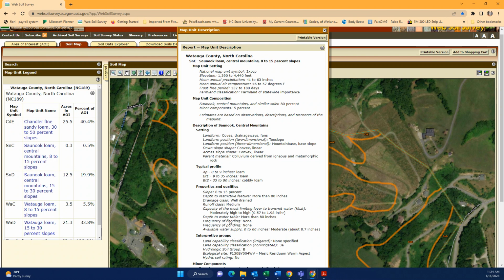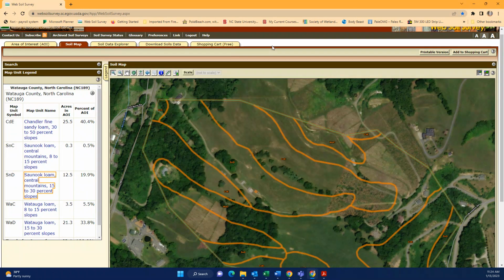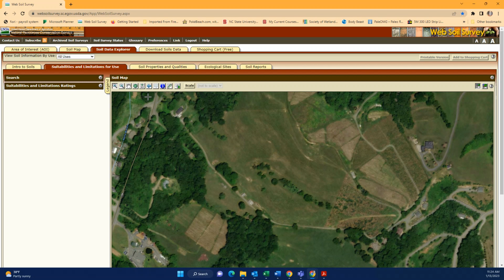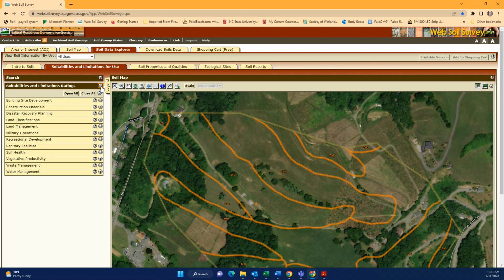And I also don't have to worry about shallow water table. So that's some of the things on our soil concern sheet that we can check off as not being an issue. All right. So now let's look at some of the other things that could be issues. So let's go over to our suitabilities and limitations for use.